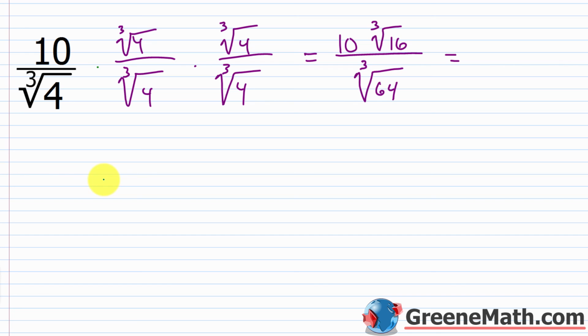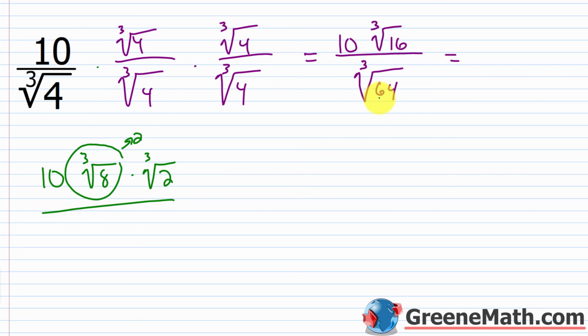The cube root of 16 is the cube root of 8 times the cube root of 2. So let me write 10 times the cube root of 8 times the cube root of 2. Now, we know this is 2, so we'll simplify that in a minute. The cube root of 64 is 4, so let's write that as 4. Okay, so now I have 2 times 10, which is 20, times the cube root of 2 over 4.